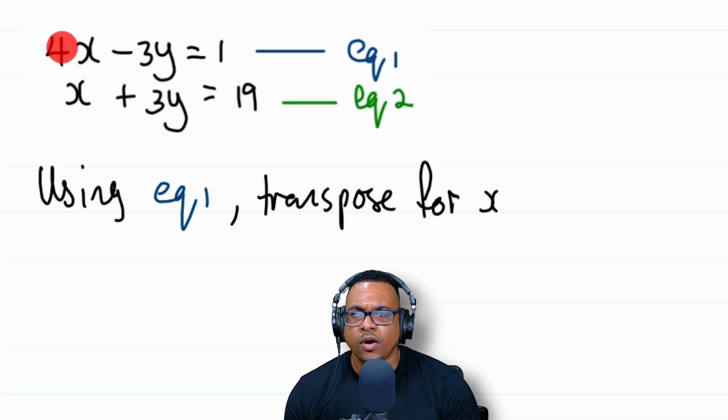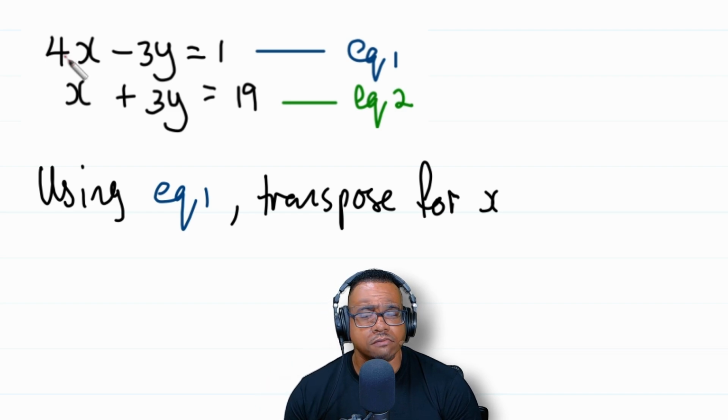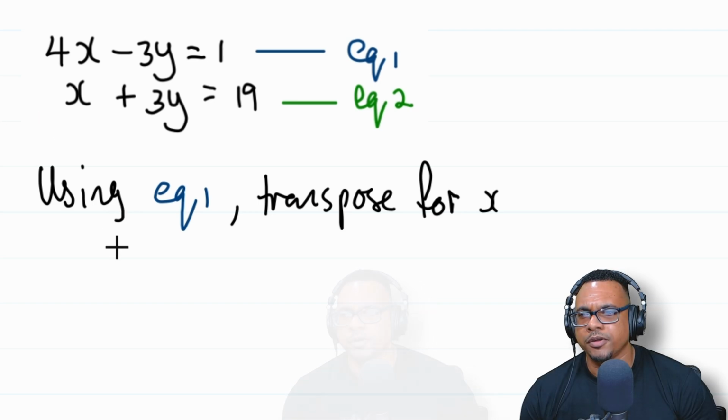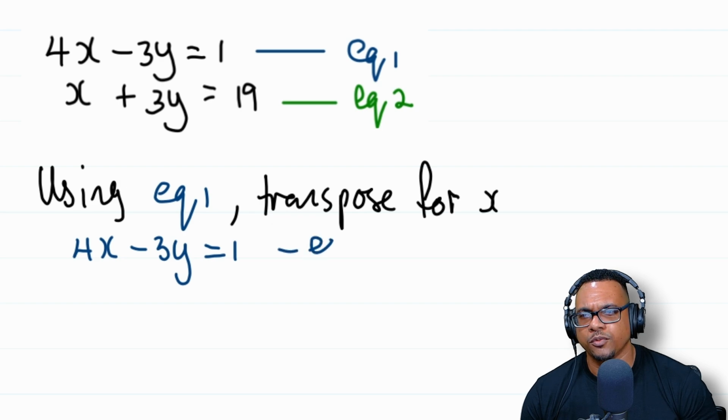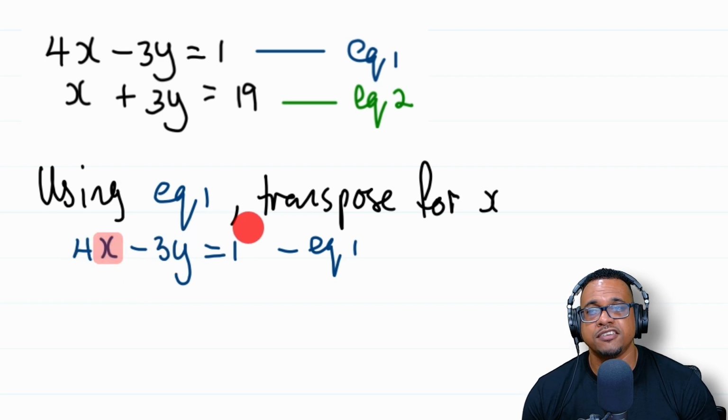Now, in equation 1, there's a 4 in front of x, so 4 is the coefficient of x. And as I said, anytime you have a number besides 1 in front of a variable, it's going to be a little more difficult. So let's see what will happen. So I'm going to write down equation 1, which is 4x take away 3y is equal to 1. That is equation 1. Then I'm going to transpose for x. So this is the x here. So that means we have to transfer this 4 and this negative 3y across the right-hand side.